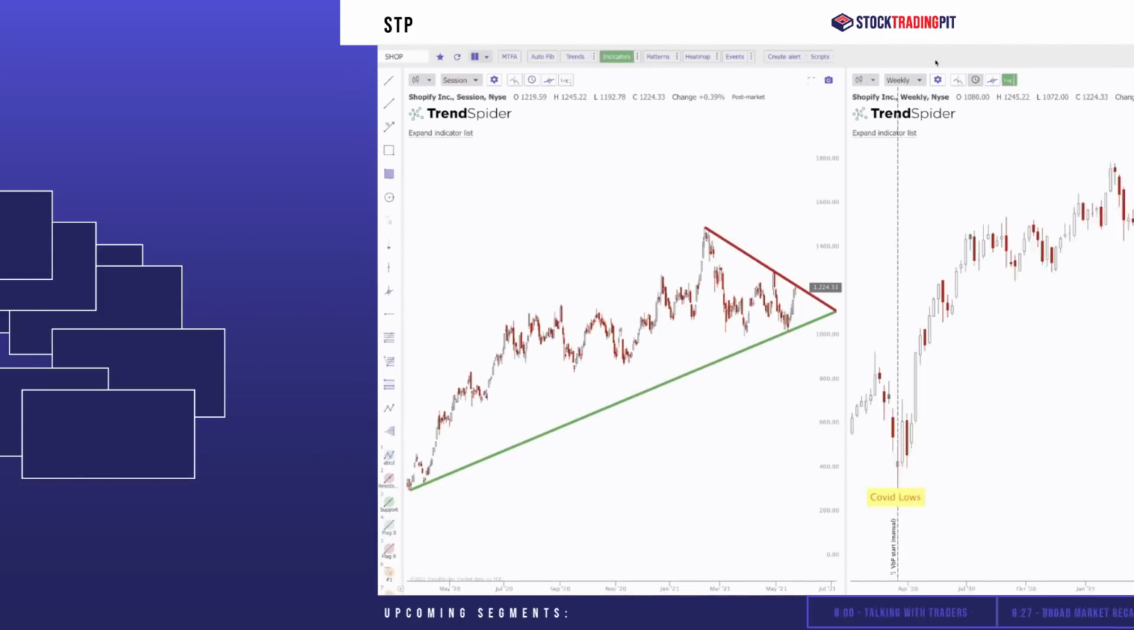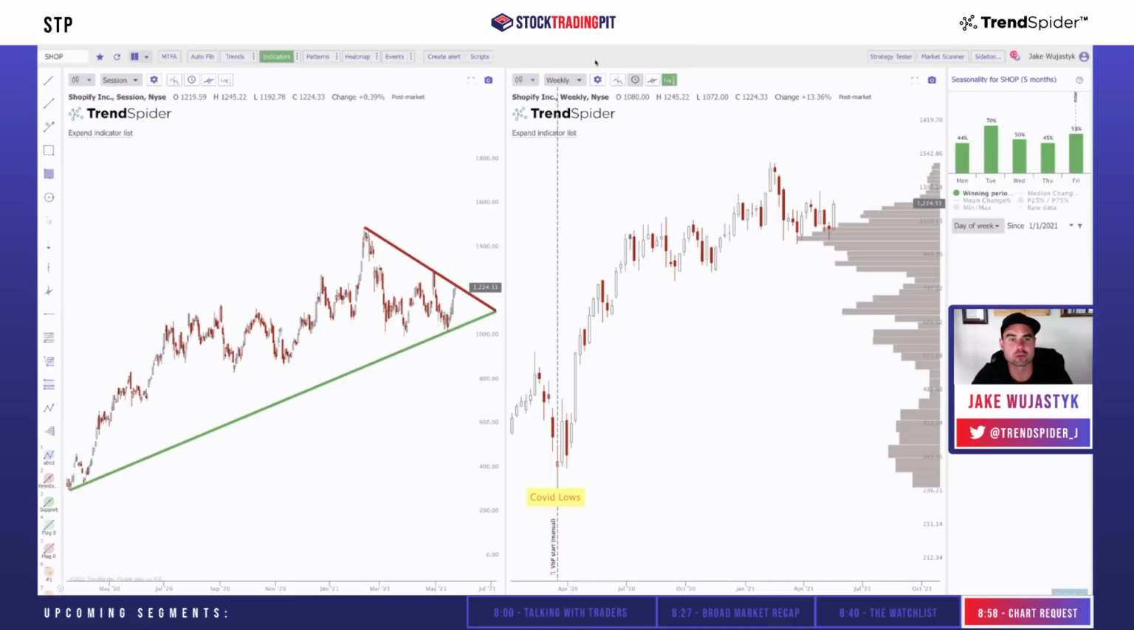Alrighty, let's look at some individual names, some chart requests from earlier this week, starting with Shopify. Shopify has been quite a ripper, and we're looking at the daily versus the weekly chart. One thing I want to point out is this symmetrical triangle was actually found by the auto trend. All I did was turn on trends, and you can see these popped up. I just double clicked on them, and that was it.